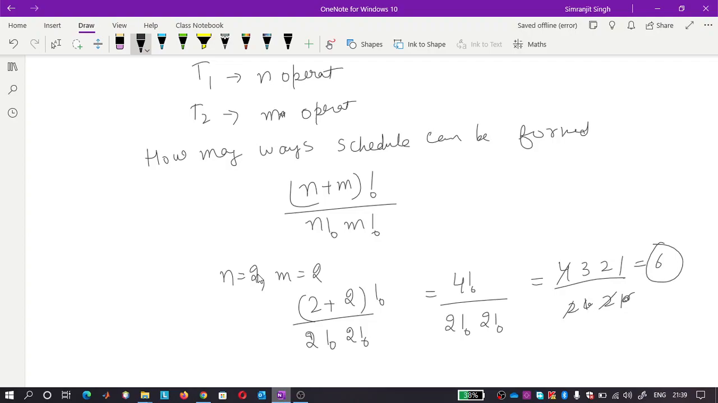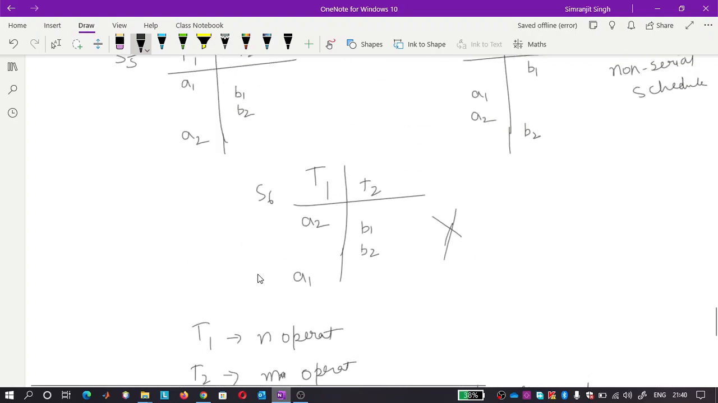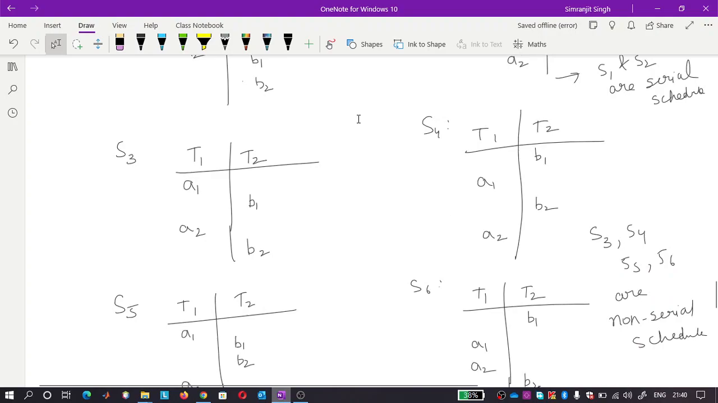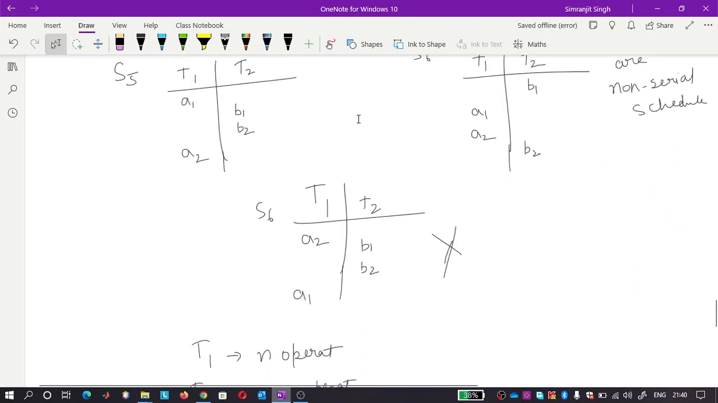There are a total of 6 schedules, out of which 2 schedules are serial and 4 schedules are non-serial. Check here: there are a total of 6 combination schedules, S1, S2, S3, S4, S5, and S6. So 6 schedules are formed, and 2 schedules will always be serial. That depends upon the number of transactions. If there are 3 transactions, there may be 3 factorial serial schedules. I'll tell you, don't worry about it.